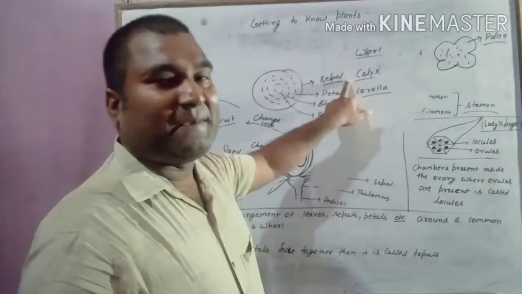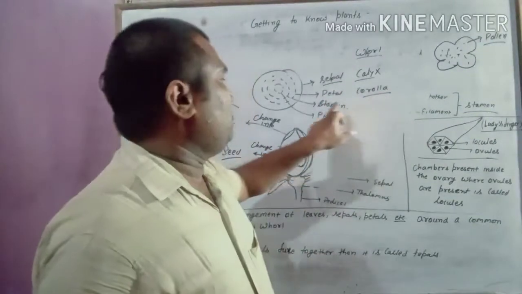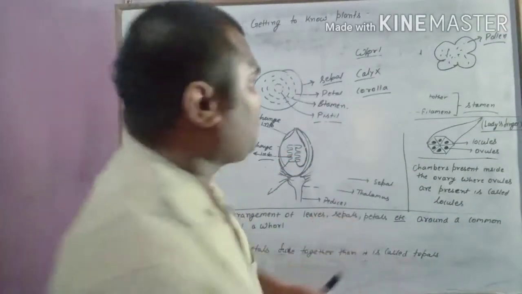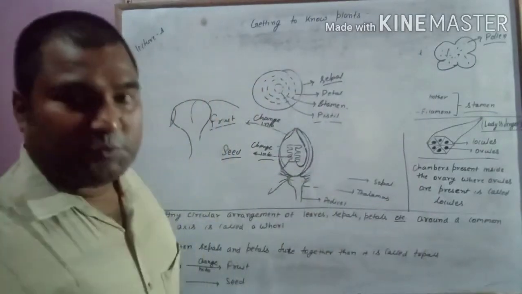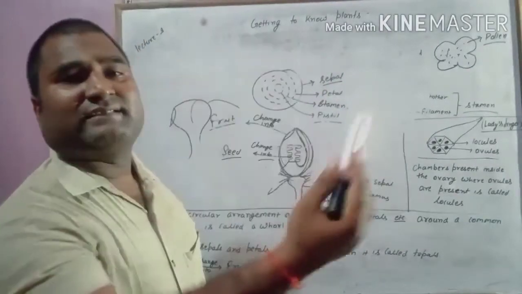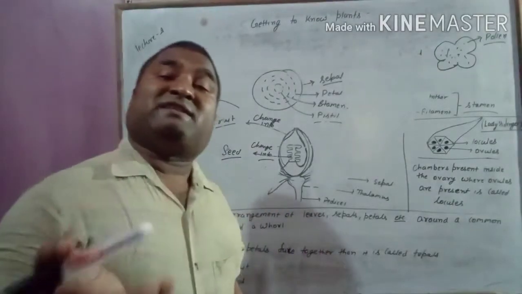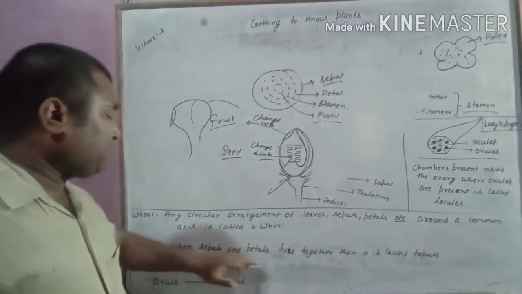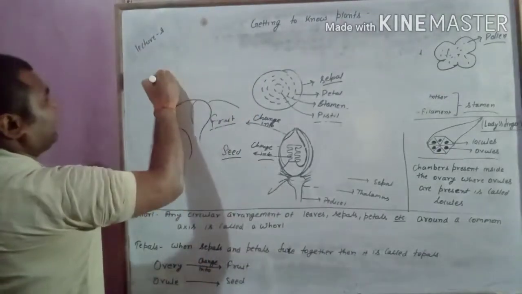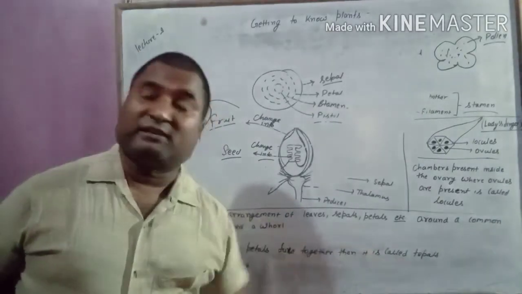Many sepals form the calyx whorl. Many petals form the corolla whorl. Many stamens form androecium. And many pistils form gynoecium. But it is not included for you, that's why I am not telling that. So you only remember that many sepal, petal, stamen, pistil all together, if arranged in a circular manner, that is called whorl. One more thing. Sometimes sepals and petals fuse together. Then it is called tepals. So, when sepals and petals fuse together, then it is called tepals.